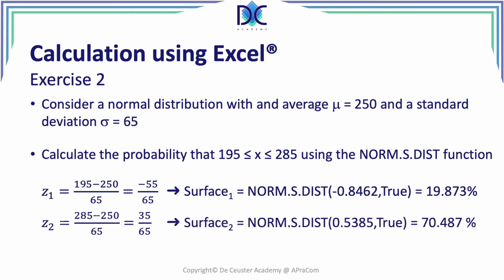Now the next element that we do, we have to look at x smaller or equal than 285. So we find now the second z value is 285 minus 250 divided by 65.